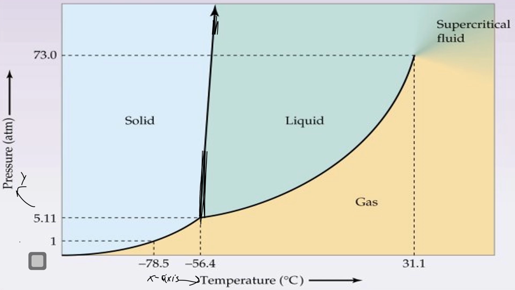The line over on the other side is obviously bordering liquid and gas. So if I cross it from liquid to gas, I'm boiling or vaporizing. If I pass it from gas to liquid, I am condensing.